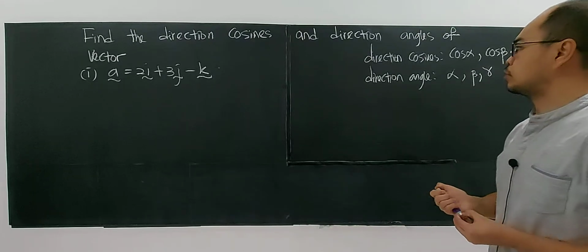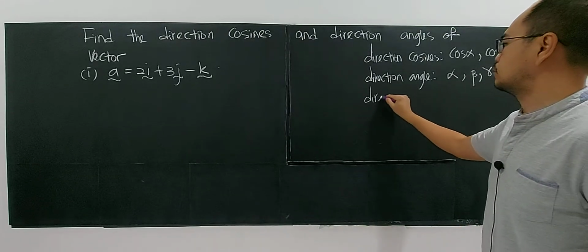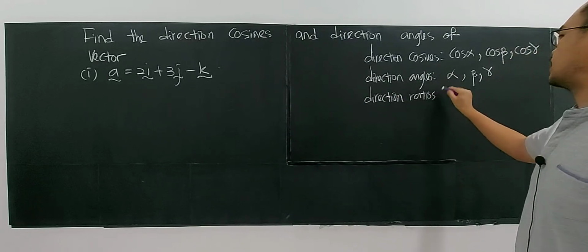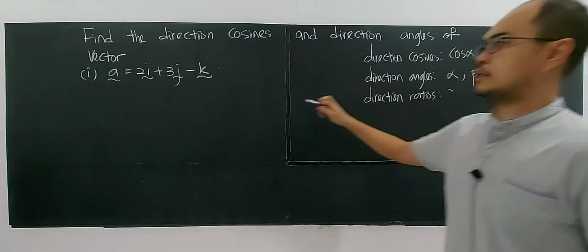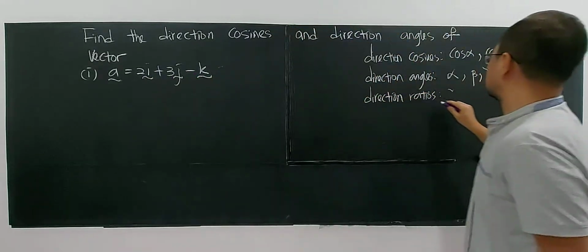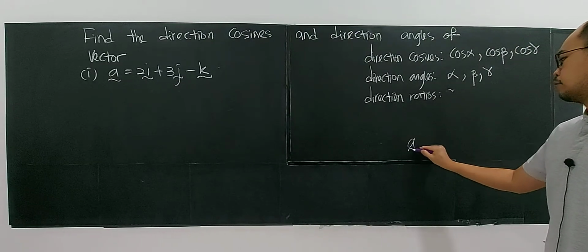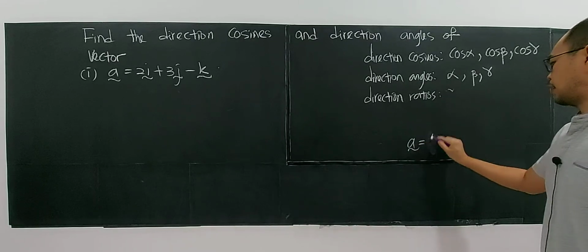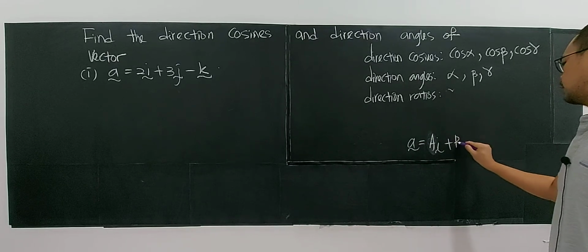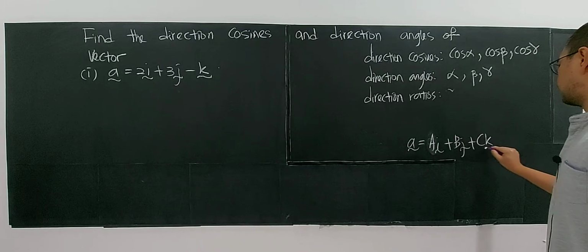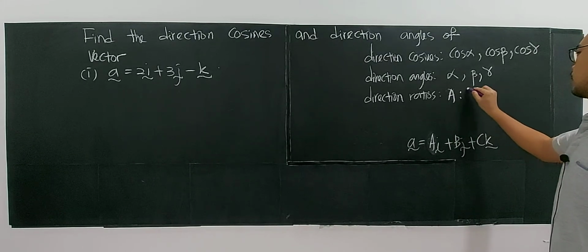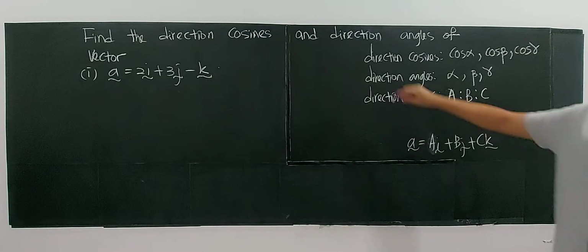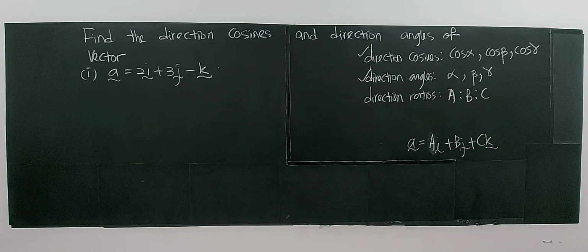And the direction ratio, this is a term that you should know. When they mention direction ratios, it means the ratio of the components. Let's say you have vector A in the form of AI plus BJ plus CK. So the direction ratio will be A ratio to B, B ratio to C. This is called direction ratio. But mainly we talk about direction cosine and direction angles here.